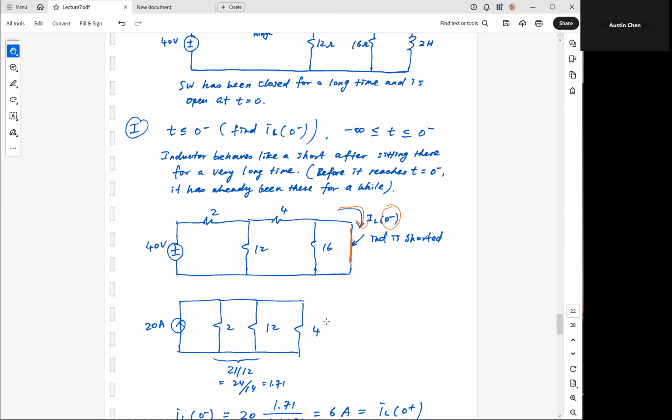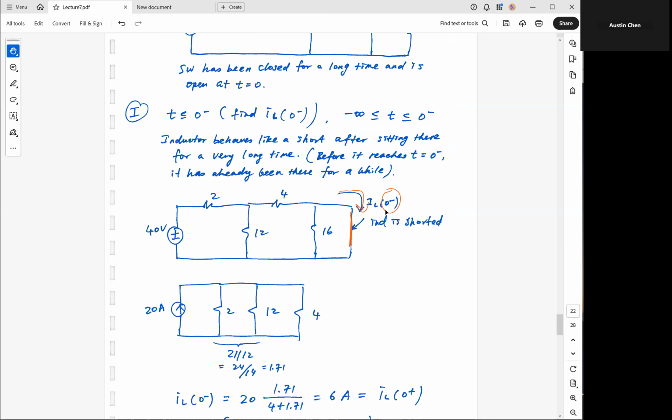All right. So then what do we do? We need to find IL at 0 minus, so that we can find IL at 0 plus using the property of continuity. Okay, so how do we go about finding this IL at 0 minus? Let's see.